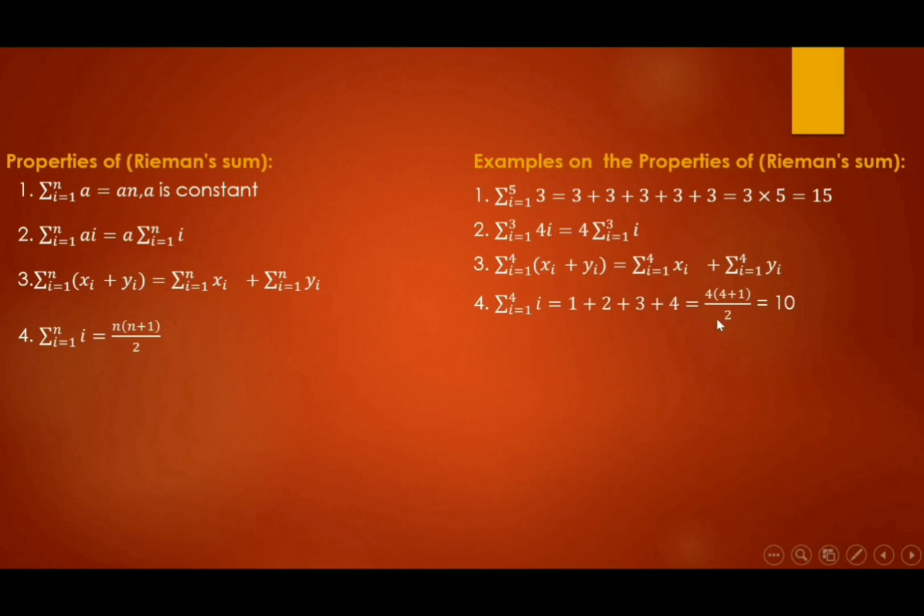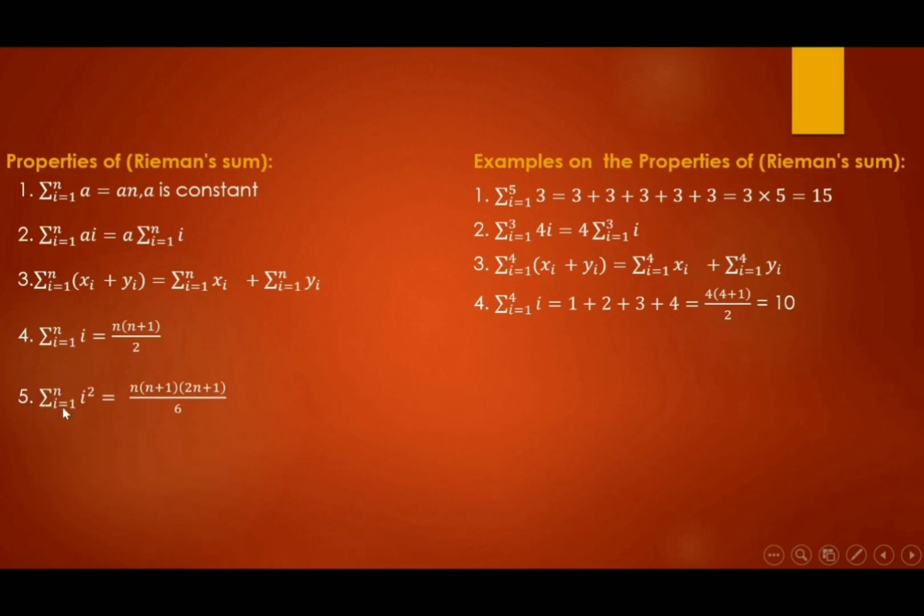That means you can use this rule if you have large values of n, like for example 100 or a million. You can't actually write the summation from 1 to a million. That will be hard for you, but it is easy to use that rule for adding.